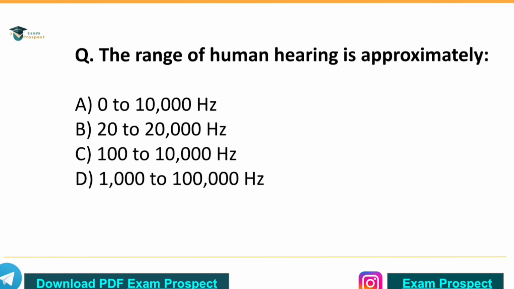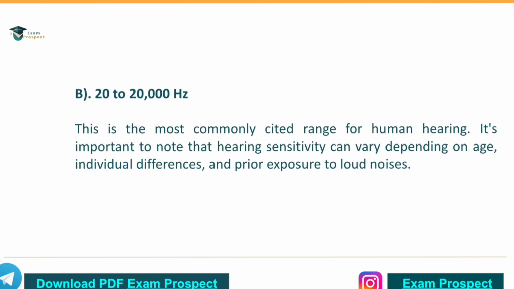Next question, the range of human hearing is approximately? The correct answer is option B, approximately 20 to 20,000 hertz. And this is the most commonly cited range for human hearing. It's important to note that hearing sensitivity can vary depending on age, individual differences, and prior exposure to loud noises.